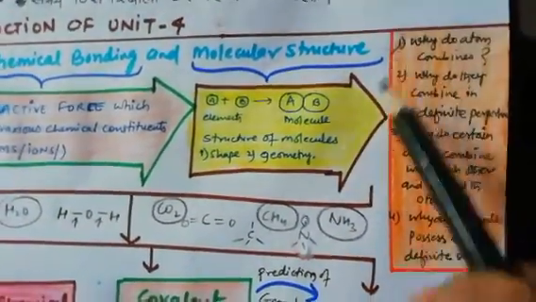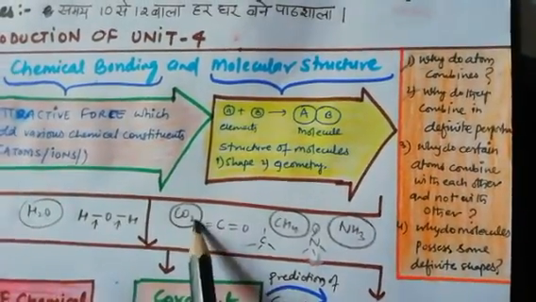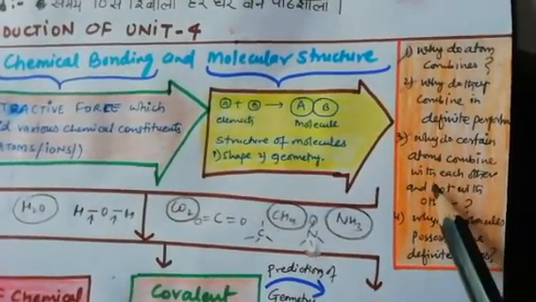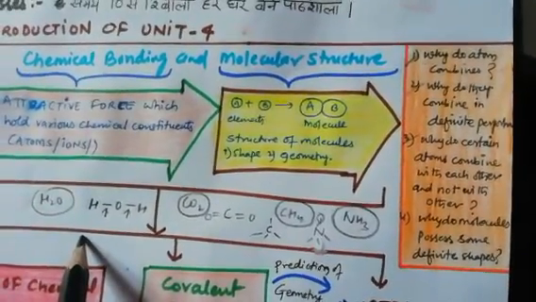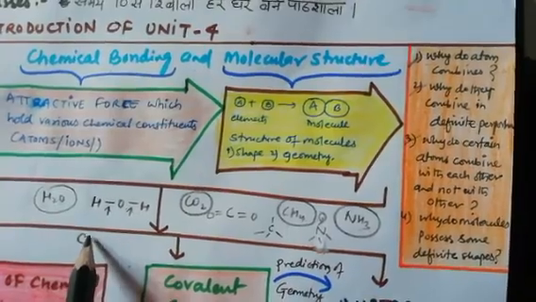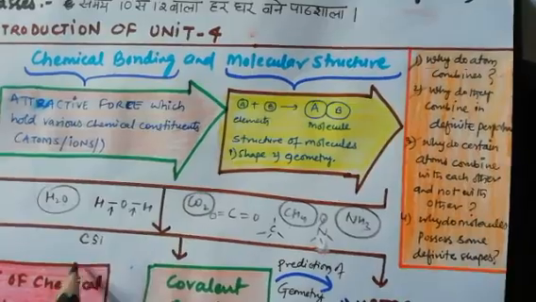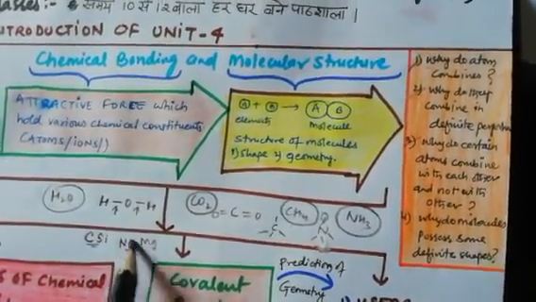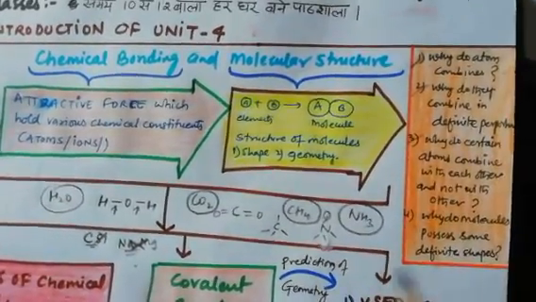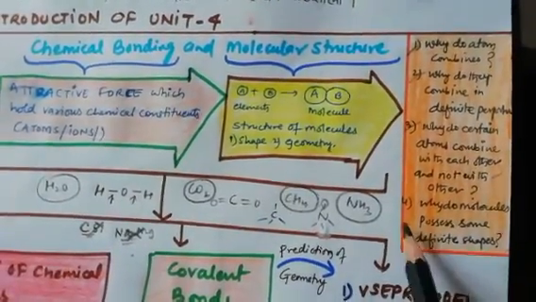Before that, there are some questions that you need to keep in your mind. Why do atoms combine? Why do they combine in definite proportion? Why do certain atoms combine with each other and not with others? Like you have seen, carbon combines easily with hydrogen, oxygen, nitrogen. But why does carbon not combine with silicon? You never saw this. Why does sodium not combine with magnesium? Why does metal combine with non-metal? Why do non-metals not combine with each other? These are some of the questions that we are going to answer in this chapter.